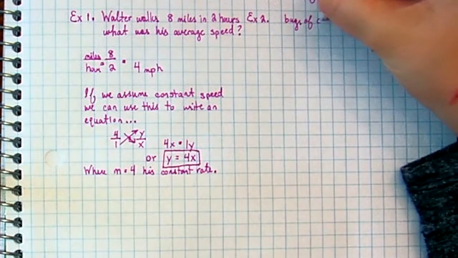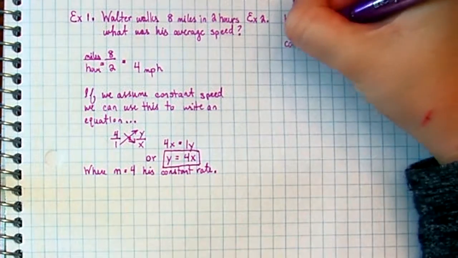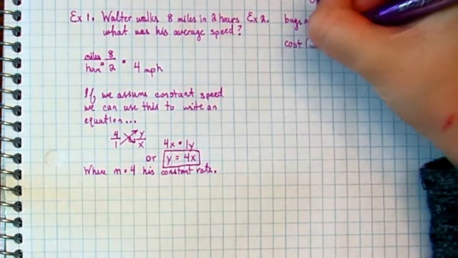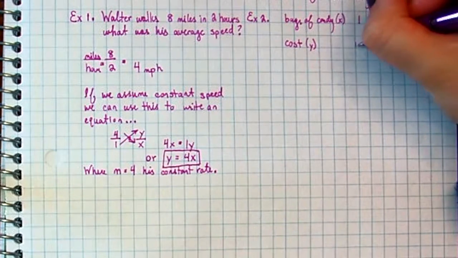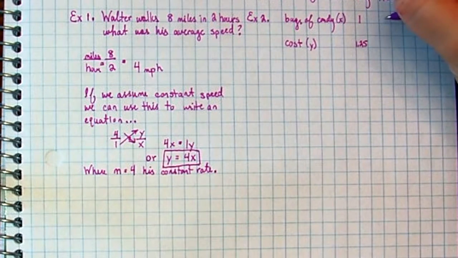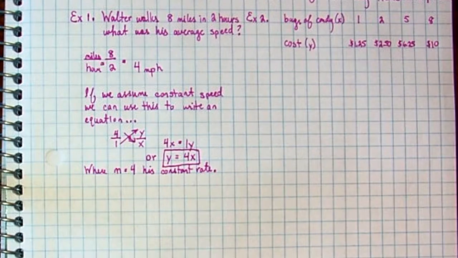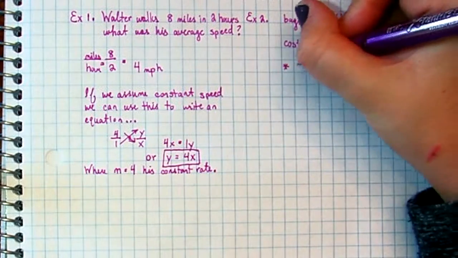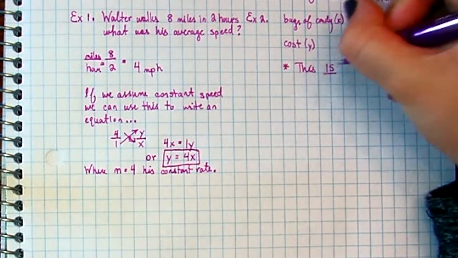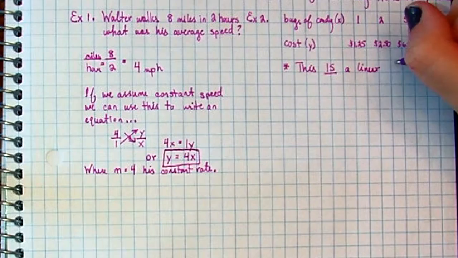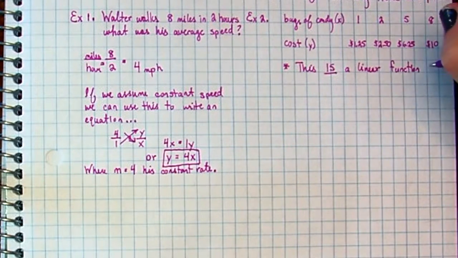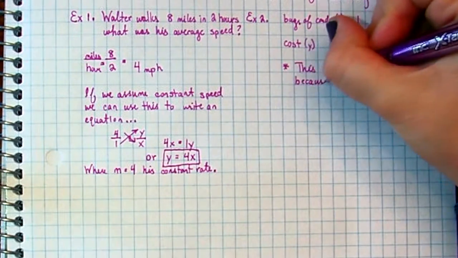Our second example talks about selling bags of candy. So we have bags of candy as our x variable, our input, and the cost of that bag is our y variable, our output. So for one bag, it costs $1.25. 2 bags is $2.50. 5 bags is $6.25, and 8 bags is $10.